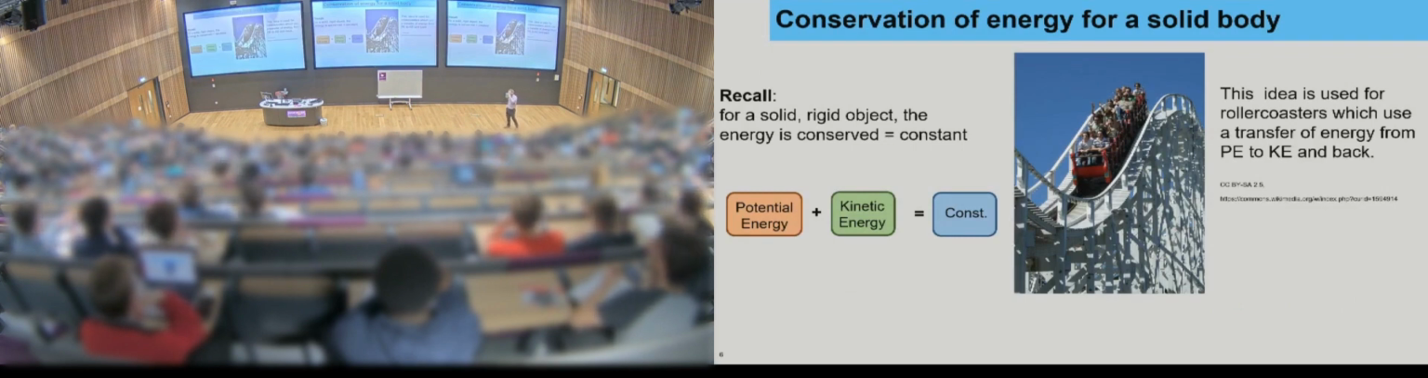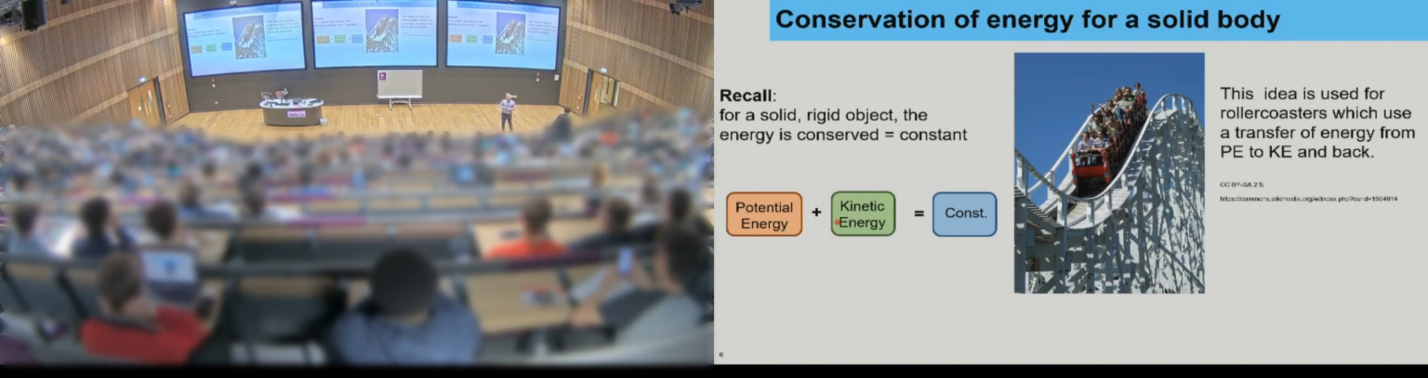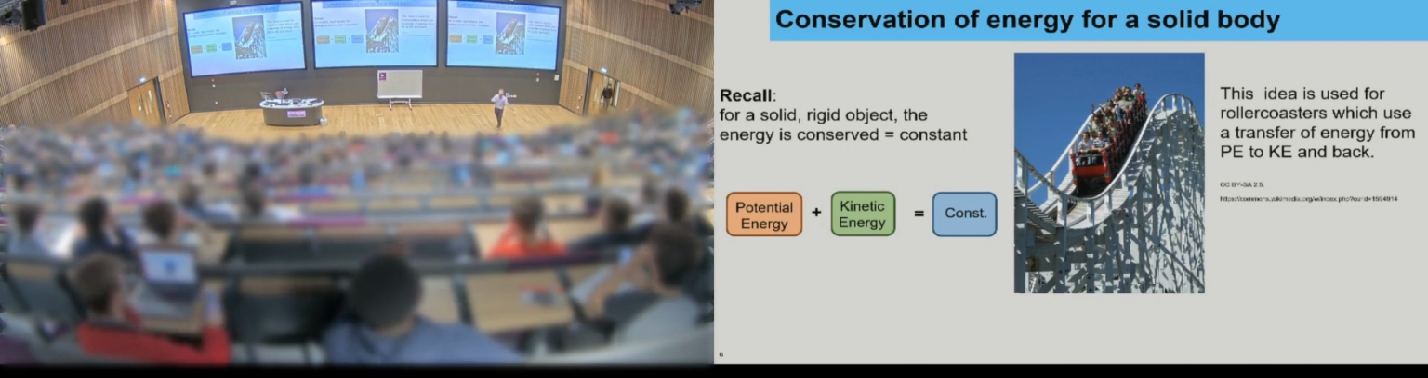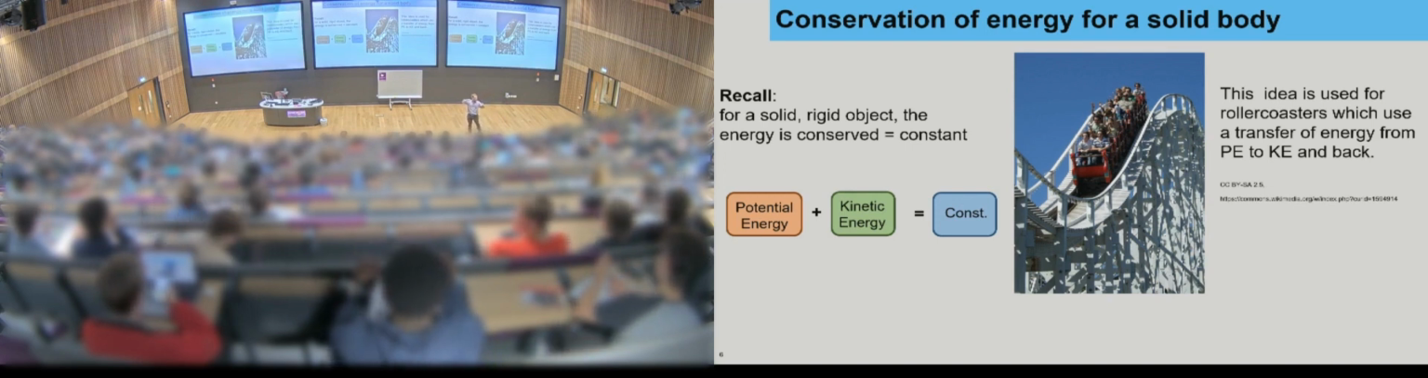So let's just remember about energy. You will have been taught, hopefully in high school, that you have potential energy and kinetic energy, and that the total is constant. Those two exchange between them. For example, we have the roller coaster just here, and this idea of transferring energy from kinetic energy to potential energy is what allows the vehicle to go along the track.